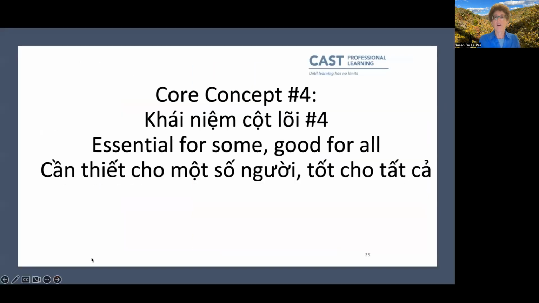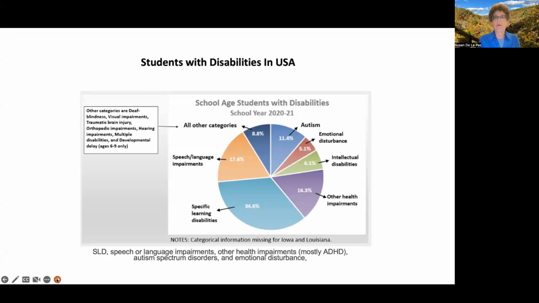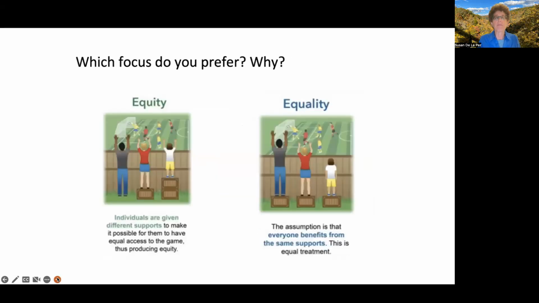Okay, core concept number 4: UDL is essential for some students with disabilities, but UDL is also good for all. So the picture here raises the question, what does variability look like in your classroom? Well, there's going to be a lot of variability. We already talked about how there are a lot of students who have learning difficulties. In the United States, we talked about how many are in different categories of disability, but the fact is that there's going to be a lot of variability.